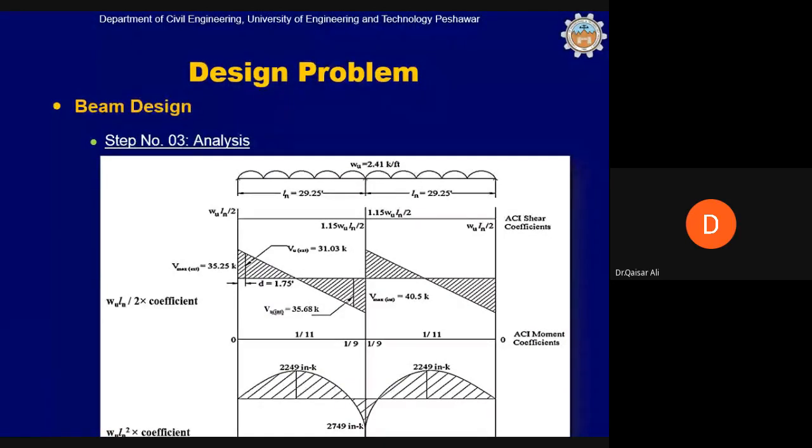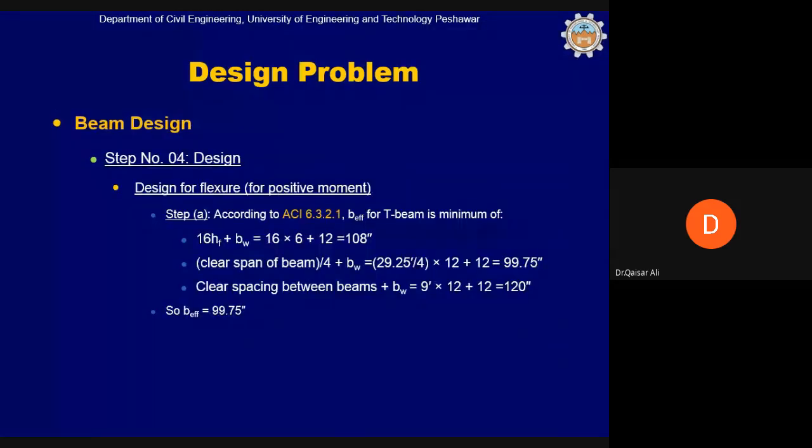Okay, so now we will start discussing the design of this beam. This is the analysis. The design steps are as usual. First of all, for positive bending moment, we will have to calculate the effective width. I hope all of you can hear me now.